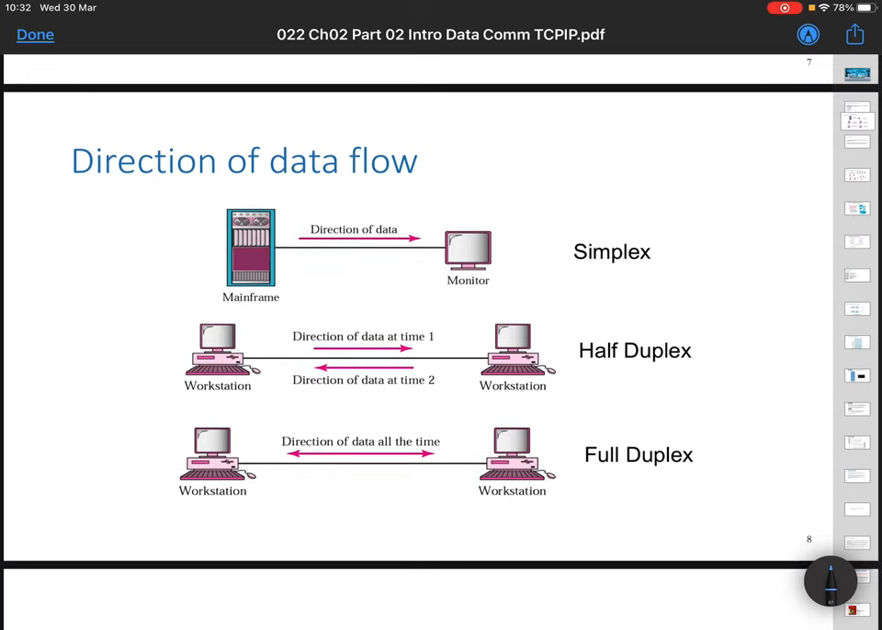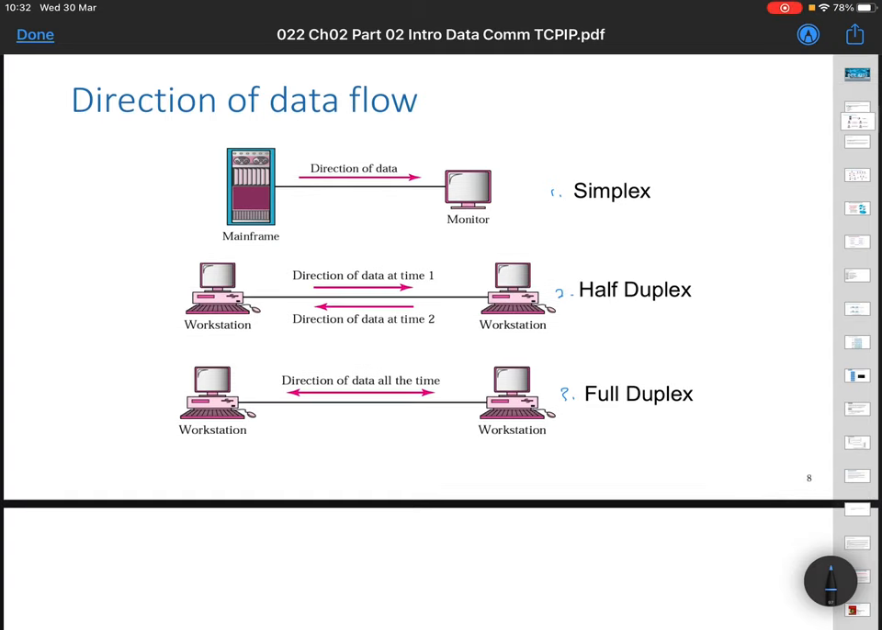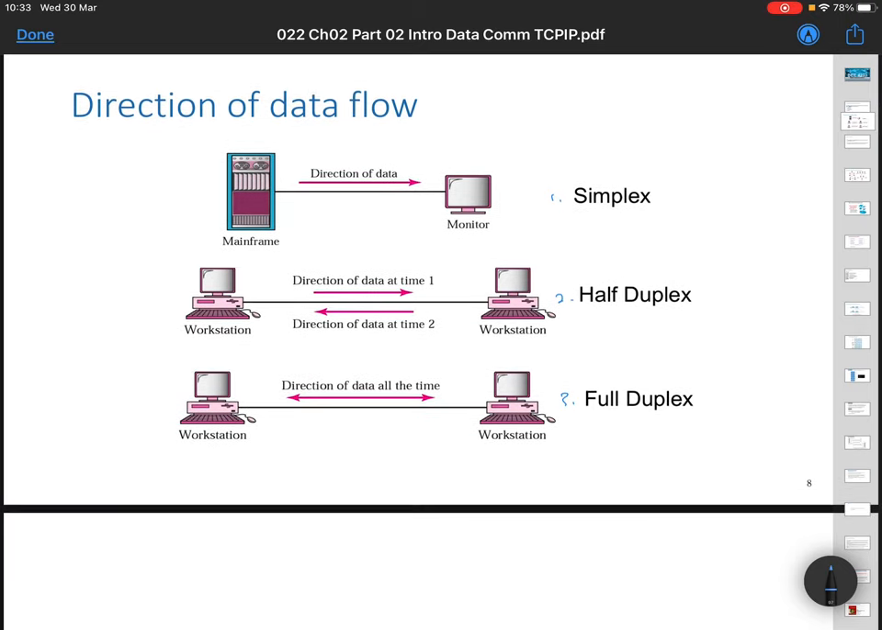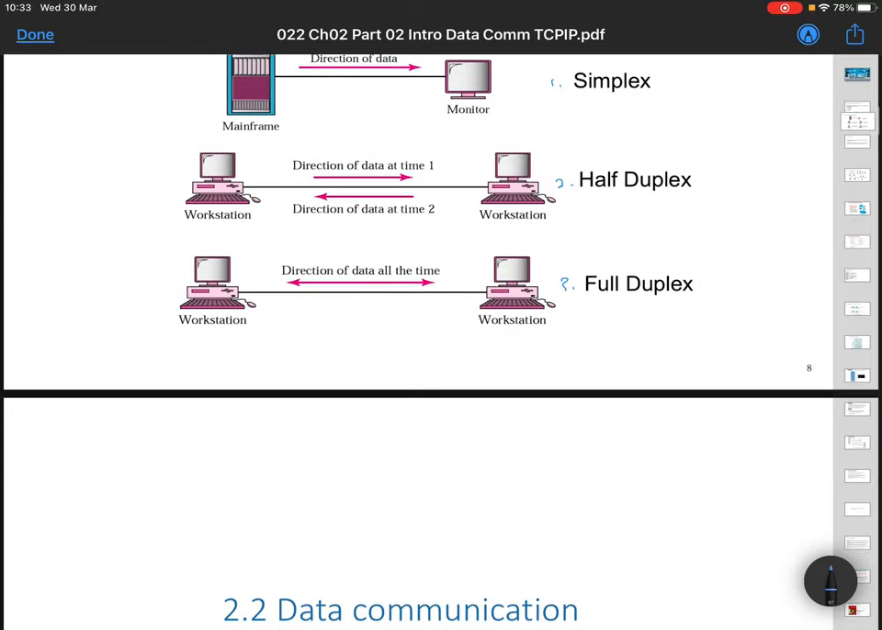Next is the direction of data flow. First is known as simplex, second is half duplex, and third is full duplex. For simplex, the direction of data is only one way, a single direction of data flow. For half duplex, the direction of data can be two-way, however only one direction can operate at one time. For full duplex, the direction of data is two-way and it can be operated simultaneously, at any time in any direction of the flow.